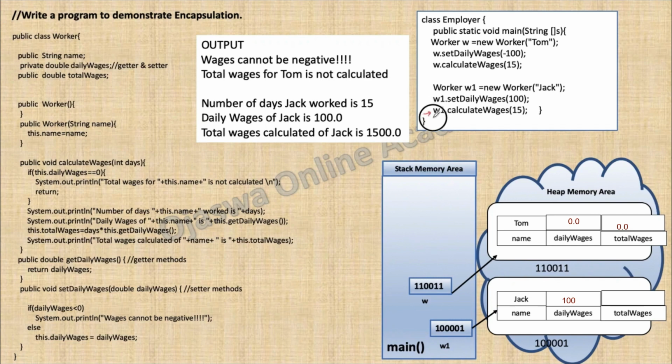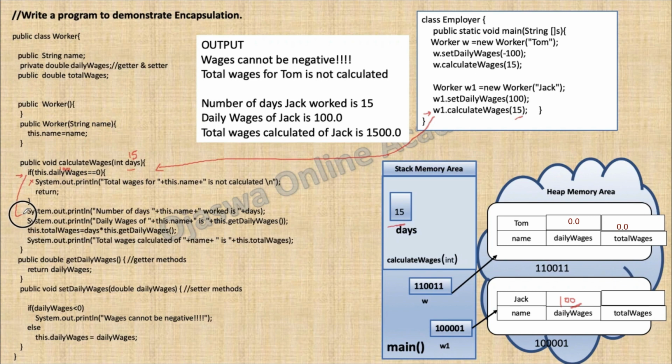So control of the program will go to the method definition. We are passing the number of days, that is 15. So memory for this local variable will be reserved on the stack here. Control of the execution will come inside the method. It will check the condition: if this.dailyWages is equal to 0. So the value of dailyWages is 100. 100 is not equal to 0. Hence, the if condition becomes false and control will not come inside the if block. So from here, control will go to the statement that is written after the if block.